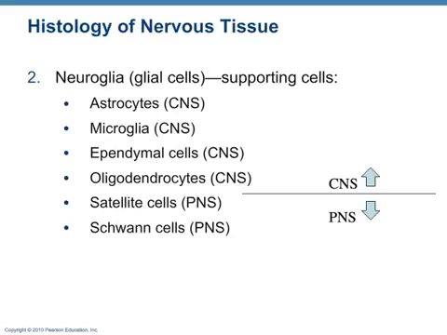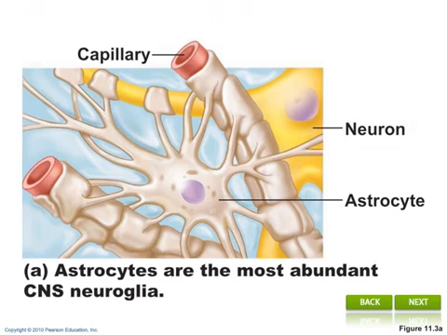But the other major type of cell are called glial cells, or neuroglia. And these are all your supporting cells. In the central nervous system, you have astrocytes, microglia, ependymal cells, and oligodendrocytes. In the peripheral nervous system, you only have what are called satellite cells and Schwann cells. So we'll look at these quickly.